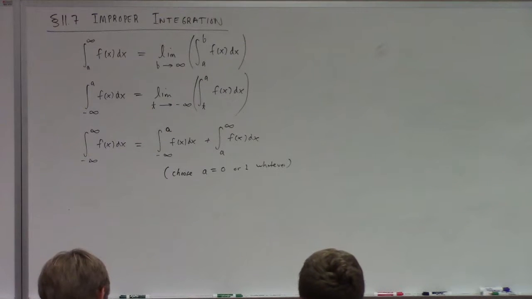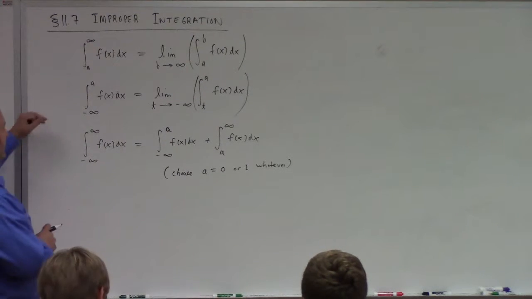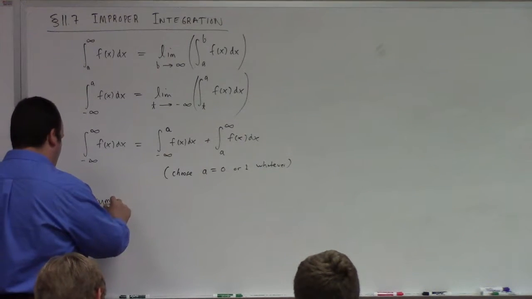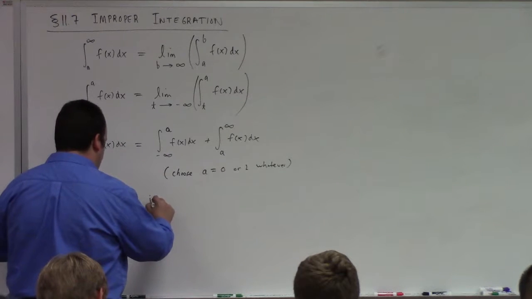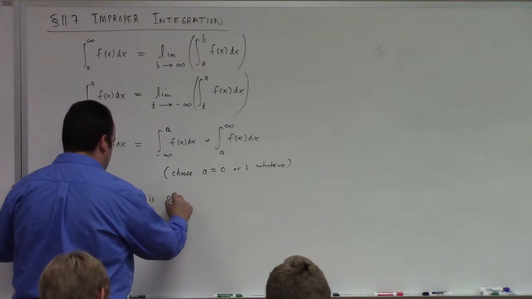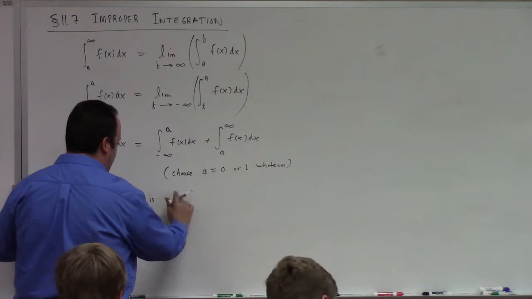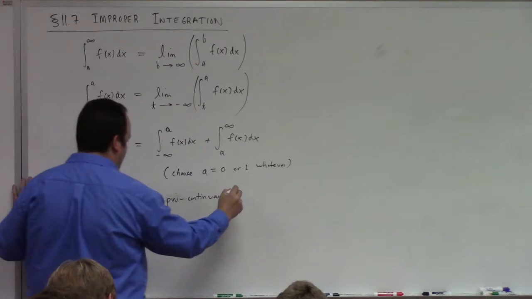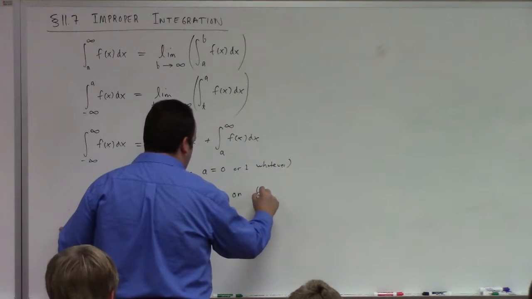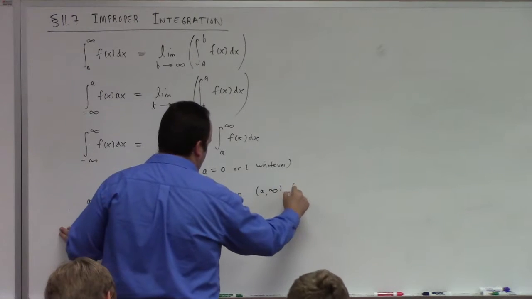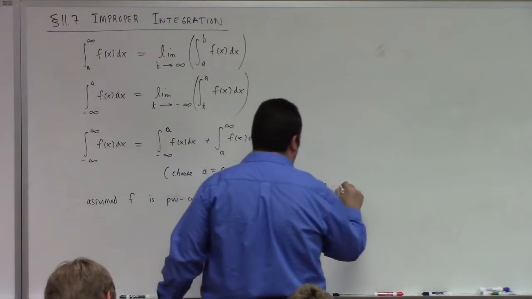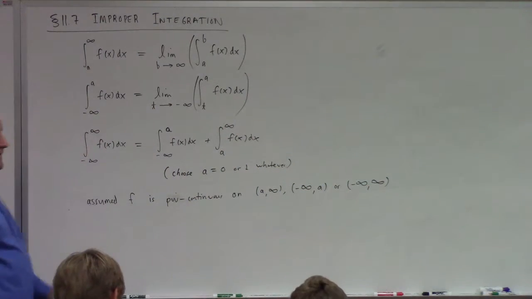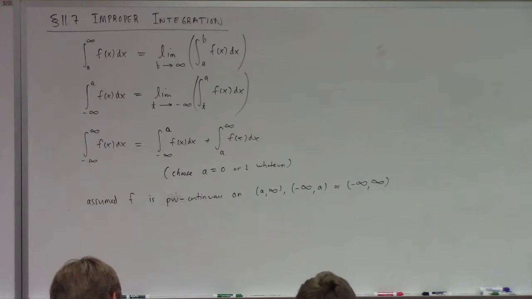Okay? Now, I'm assuming in these that f is piecewise continuous on either a to infinity or minus infinity to a, or in the last one, minus infinity to infinity. These are what's assumed when I make these definitions, all right?